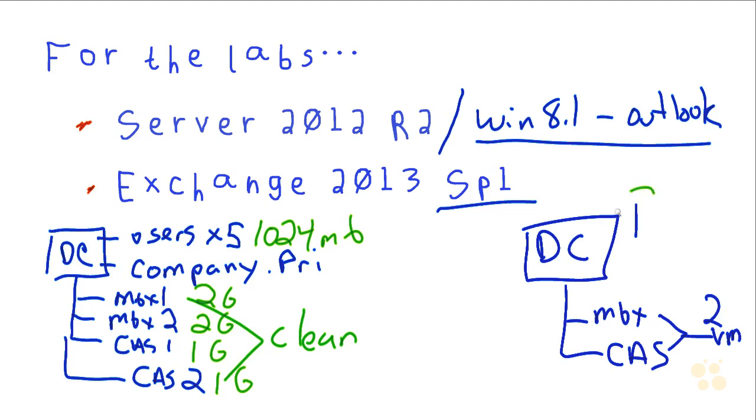Now, if you chose this environment, well, then you can get away with giving the domain controller a gig and give that box as much as you can give it. Like, see if you can give it 4 gig. It'll run pretty smooth for you for all of the labs.